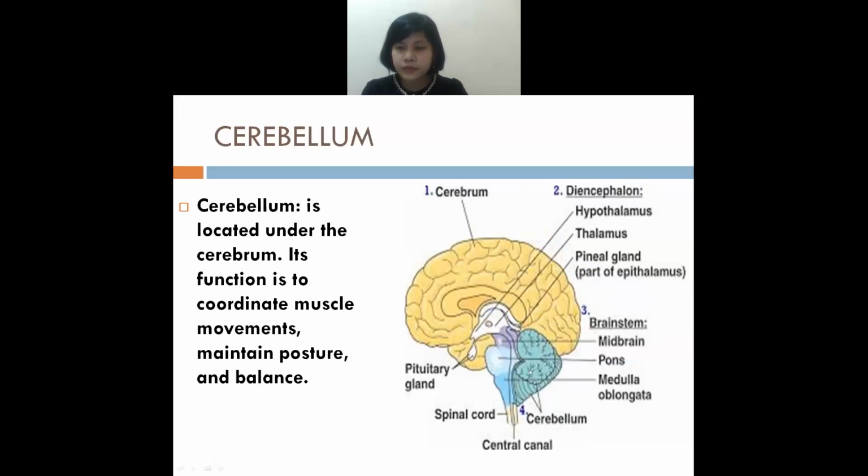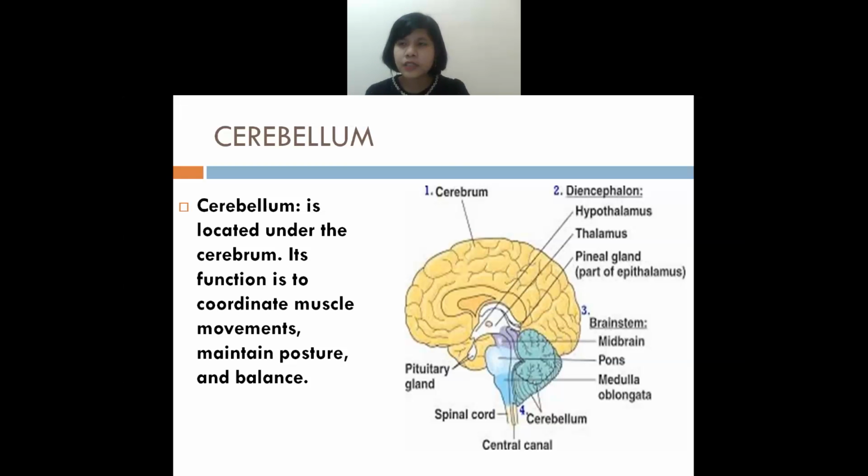Next is the cerebellum, this one. Where is the cerebellum located? It is located just under the cerebrum. So this is the cerebrum, and the cerebellum is located under it. And what does the cerebellum help in? It helps in coordination of your muscles. When you move your muscles, it helps in coordinating that.